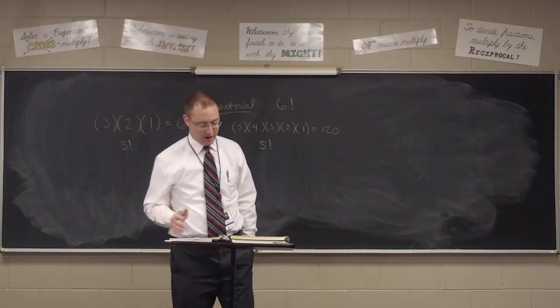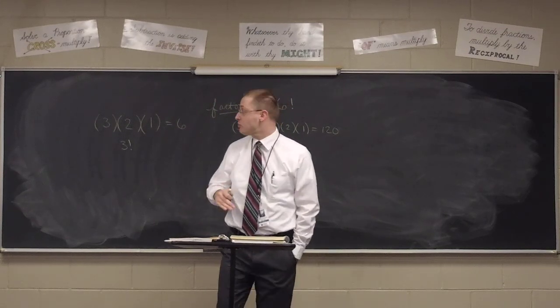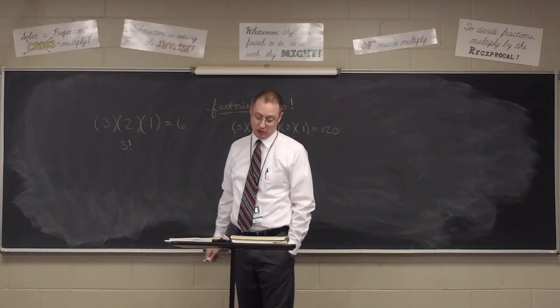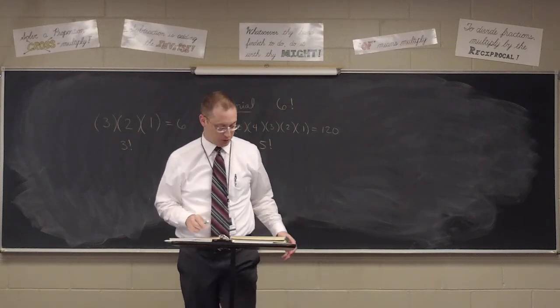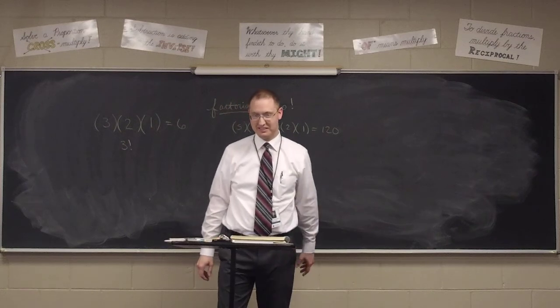Look across at the next page, page 377. On numbers 1 through 5, they simply want you to write this in factorial notation using the exclamation mark. Don't make this too hard. Numbers 1 through 5 take about 15 seconds.